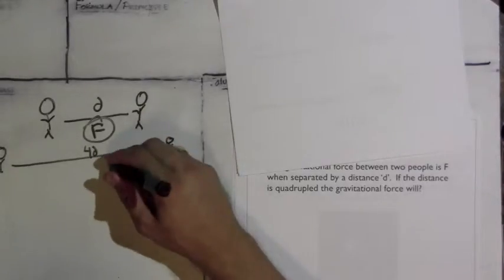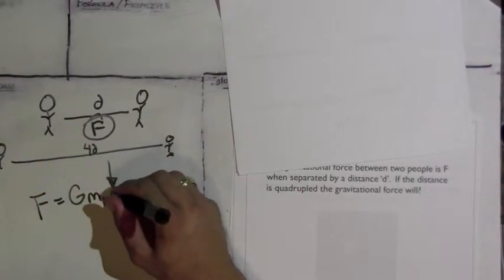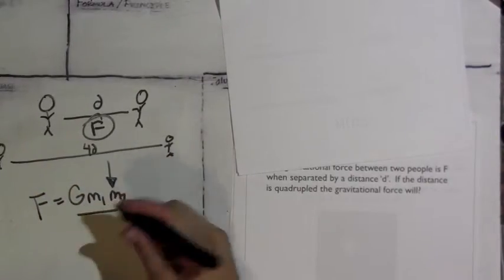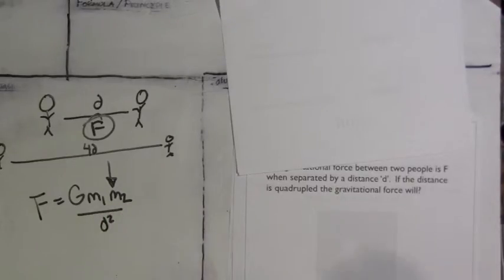Now you should realize right away that when you get further away, the gravitational force is going to decrease. But the question is by how much? And that's where Newton's law of universal gravitation comes into play. We would say F equals G m1 m2 over d squared. So at this point, you want to say, okay, well, what impact is the distance going to have?